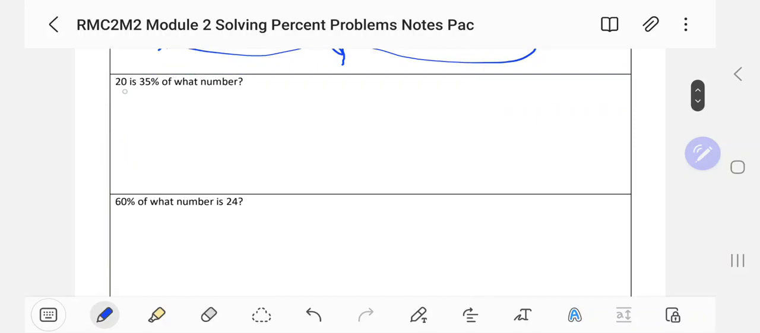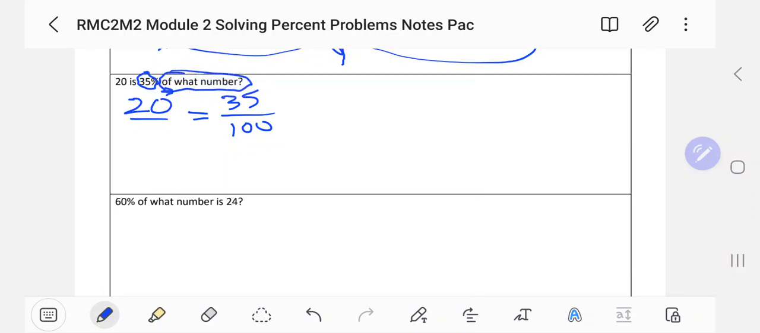All right, 20 is 35% of what number? 20 is 35% of what number? So in this case, 20 is the piece. 20 is 35%. So you see the 35. We're going to put that on top. So, 20 is 35. So that goes up top. And then what follows that special word of? There's that special word. Of what number? It's saying we don't know the whole in this case. So that goes on the bottom.